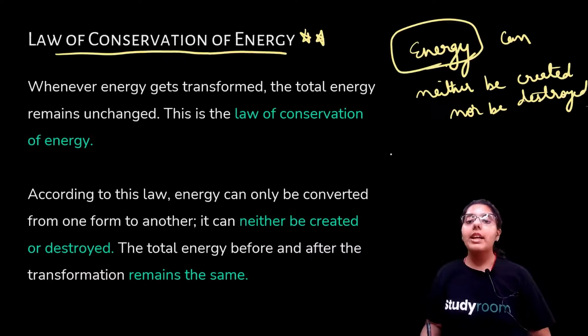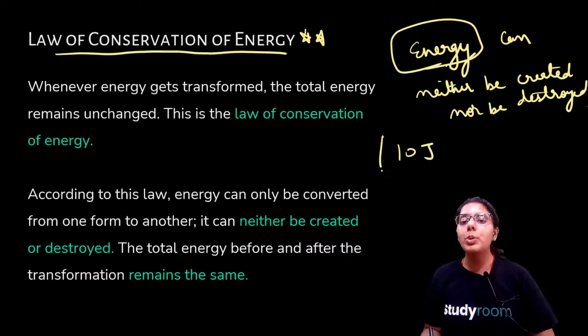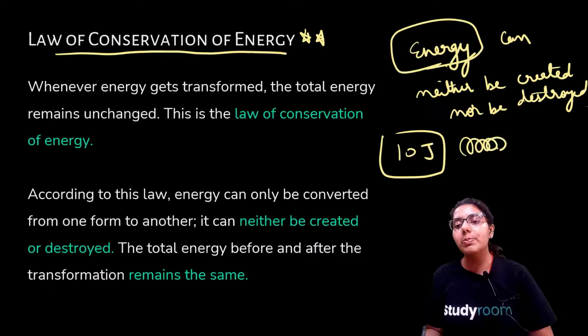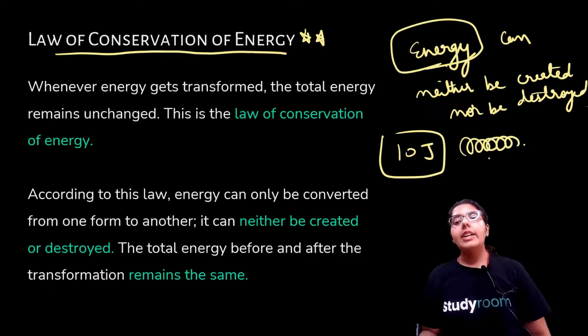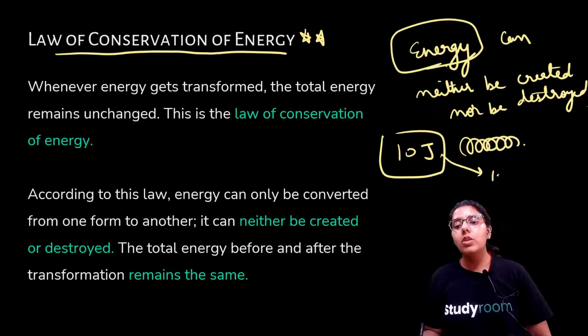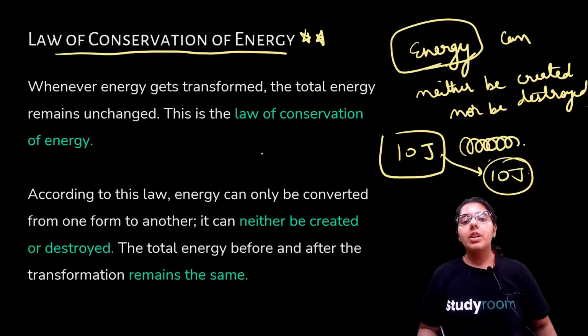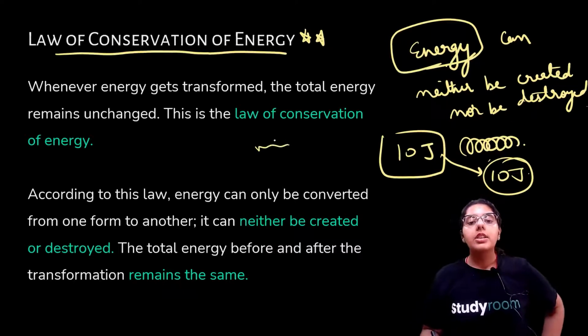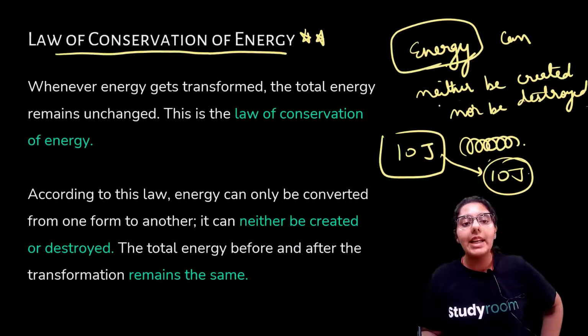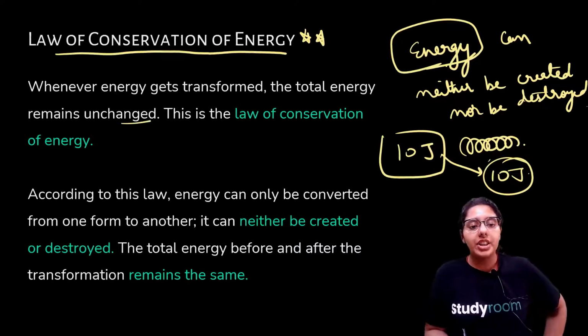What does that mean? If, for example, you have 10 joule potential energy stored in a spring, and it is changed into kinetic energy, you will not lose any energy. 10 joule potential energy will be converted into 10 joule kinetic energy only. If you are transferring energies, the total energy will remain conserved. It will remain unchanged.